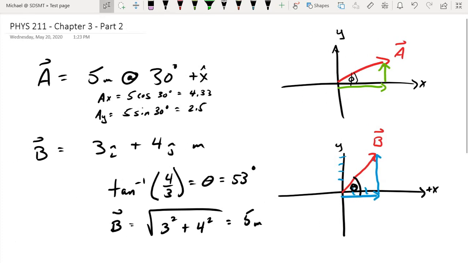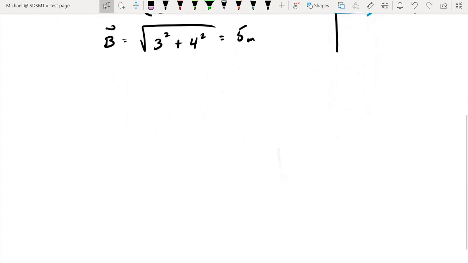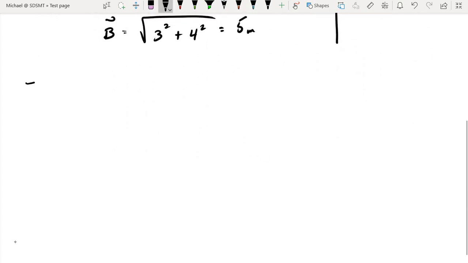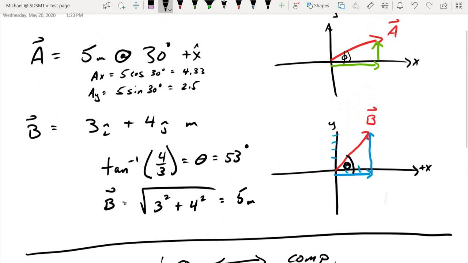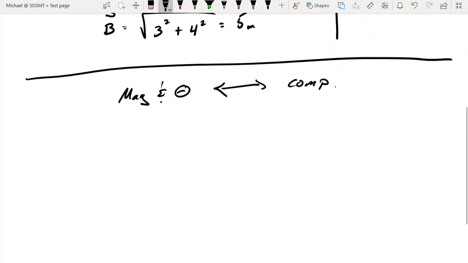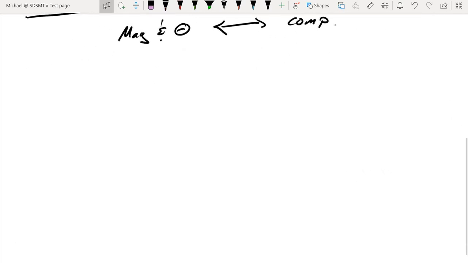All right, so the big thing to take away from the previous video was that for any vector given in magnitude and angle notation, we should be able to convert that to component form, and obviously if we can convert one direction in the math, we should be able to convert back. And so that's what we've done here with this little review set of vectors.